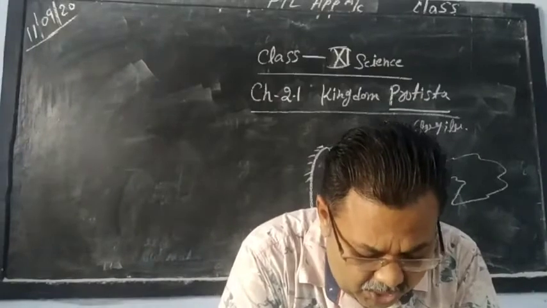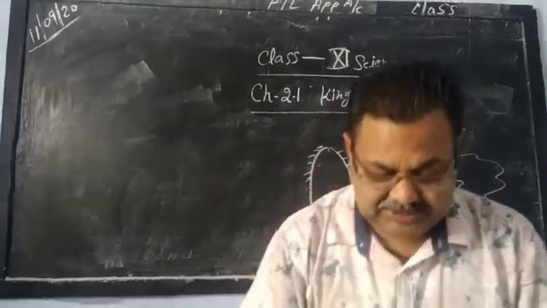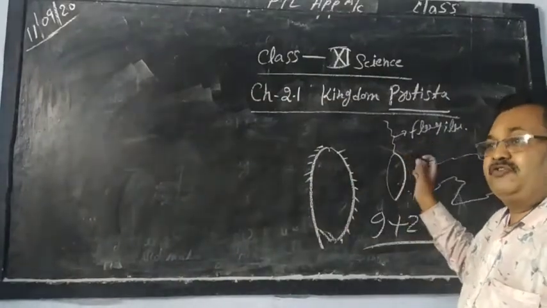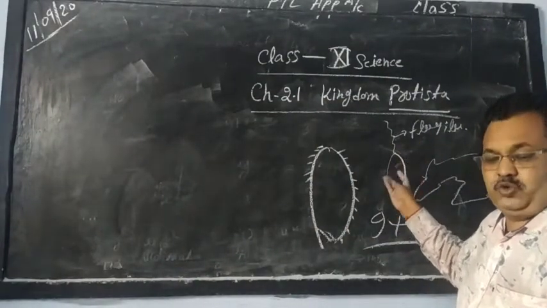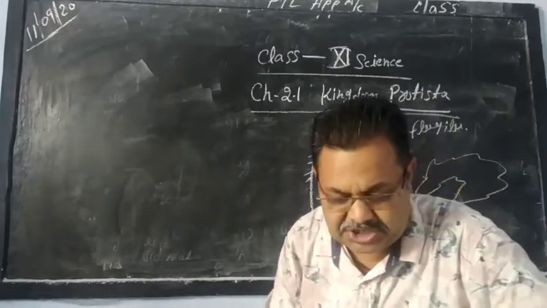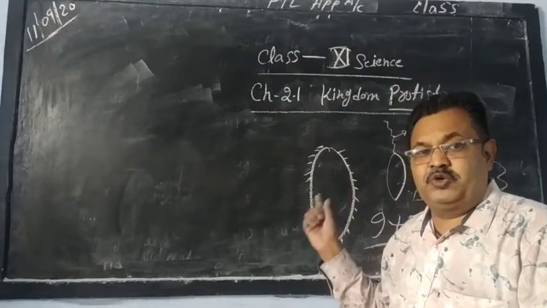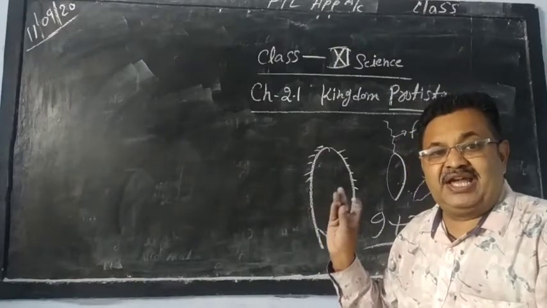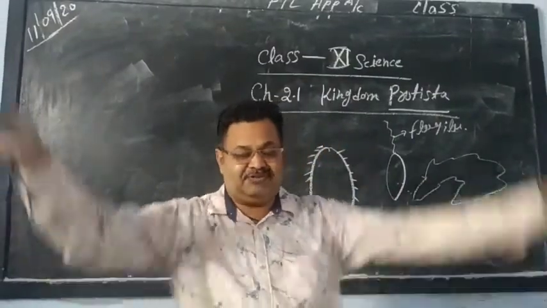Now the mode of nutrition. The next one is mode of nutrition. It means how they take their food. So mode of nutrition is autotrophic. Autotrophic type of mode of nutrition means that they prepare their own food themselves.